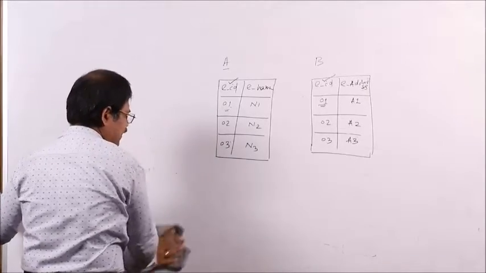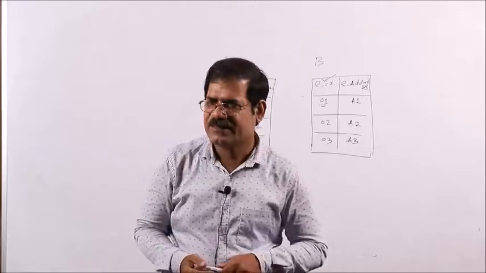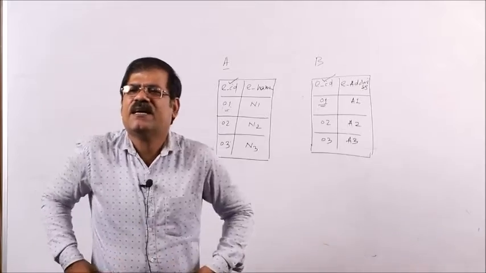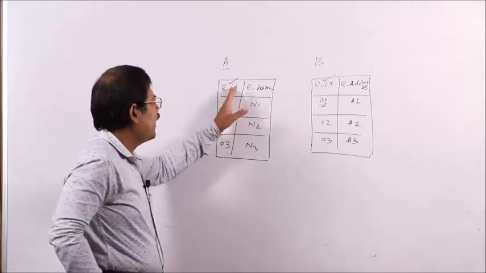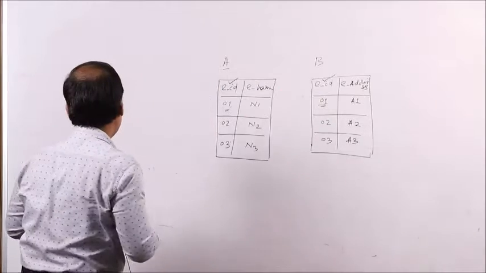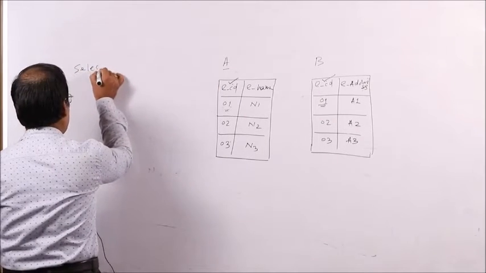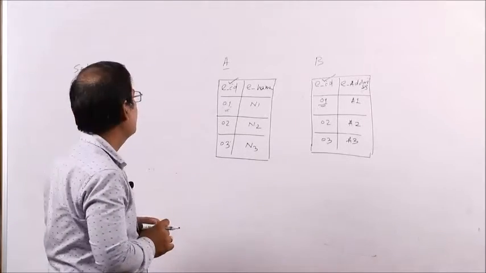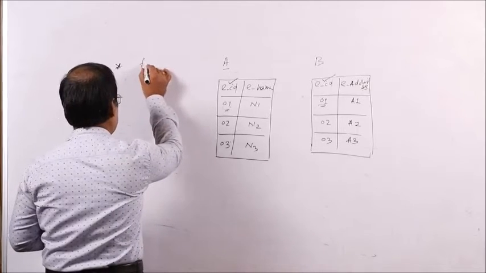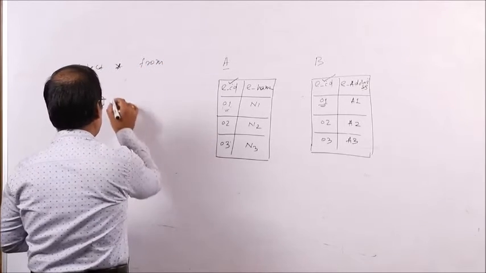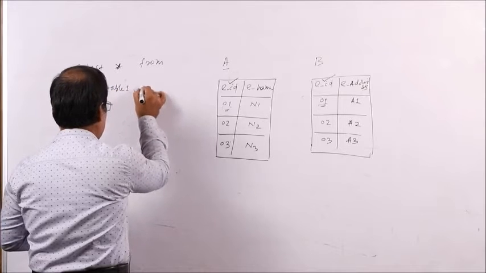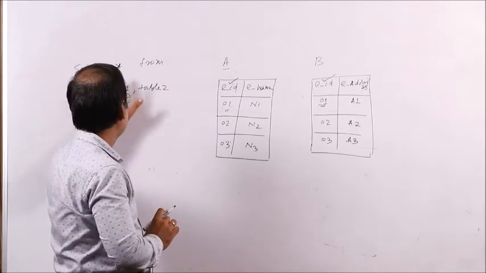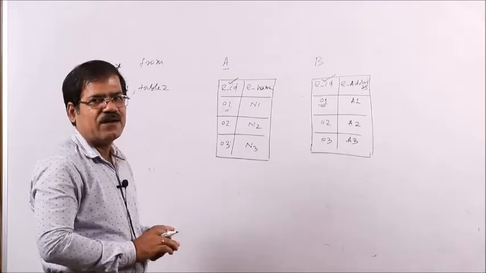What is your general syntax? In the general syntax you write select, then the attribute name or field name. If you want to display all the fields, you write star. So, here all the fields, employee ID, name and address, are required. If only some selected fields are required, you write the field names. So, select star from table 1, comma, table 2, because here there are two tables, not more than two. Select star from table 1, table 2, where condition.